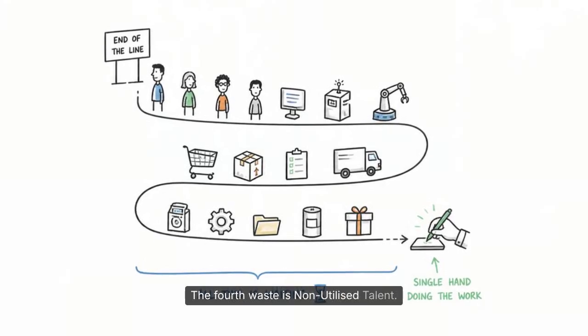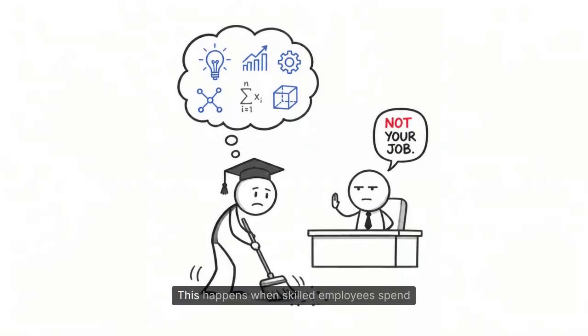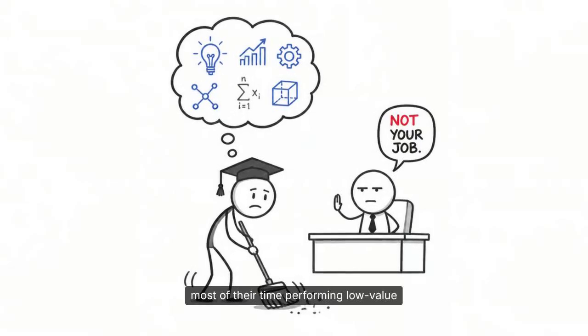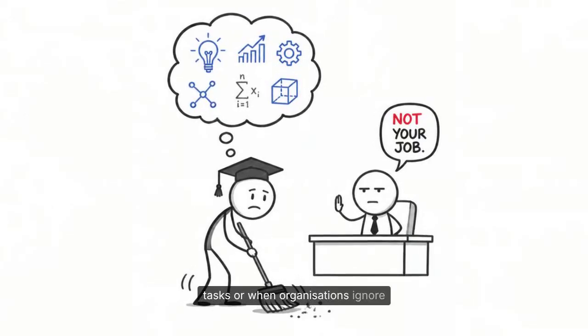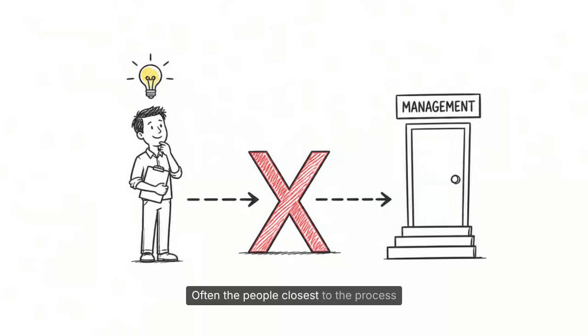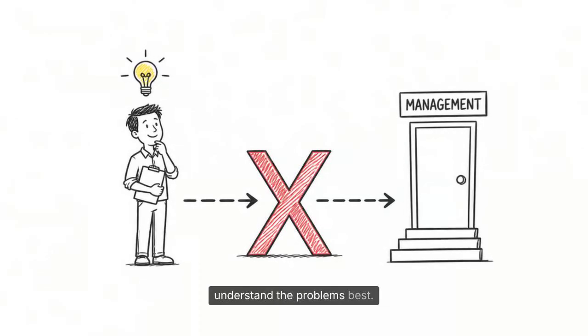The fourth waste is non-utilized talent. This happens when skilled employees spend most of their time performing low-value tasks, or when organizations ignore improvement ideas from frontline workers. Often the people closest to the process understand the problems best.